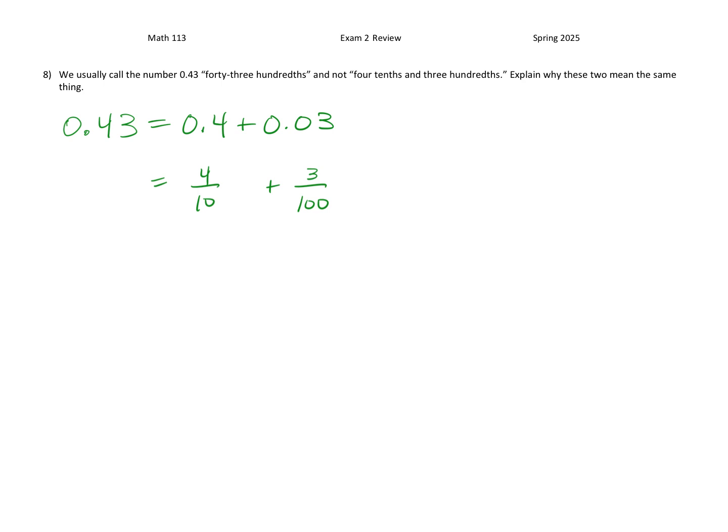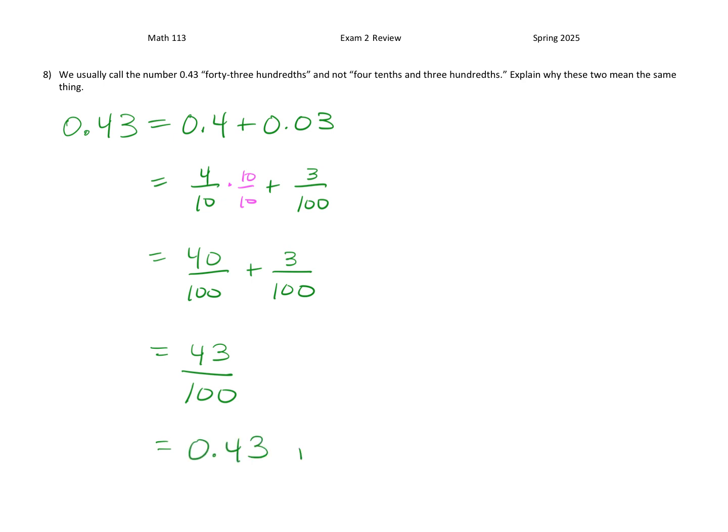Now, if I want to add these with a common denominator, I would have to multiply this one by 10 over 10. So I have 40 hundredths plus 3 hundredths, and that comes out to 43 hundredths. Okay, so that is 0.43. Same thing.